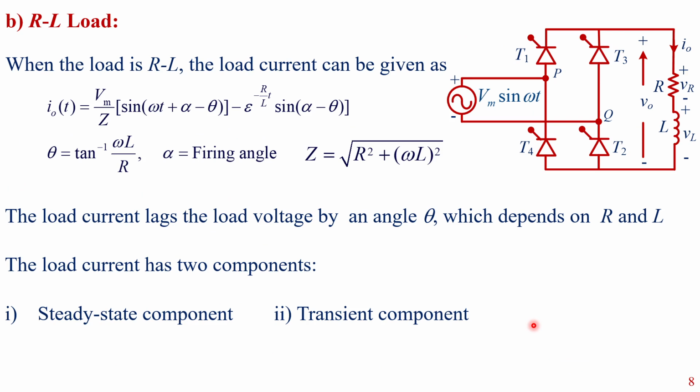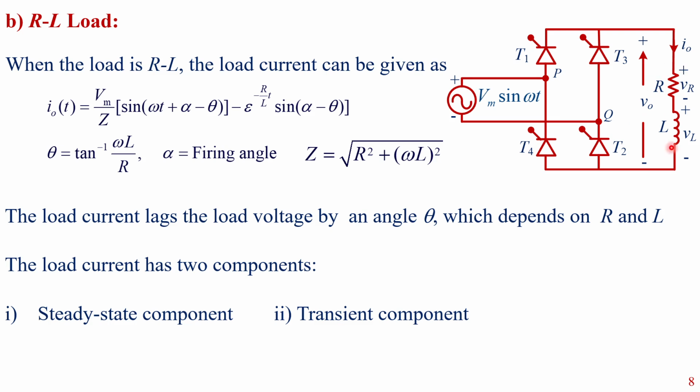Now let us consider single phase full converter with RL load. The voltage across R is defined as VR, and the voltage across inductor is defined as VL. The voltage across R and L is defined as V0.